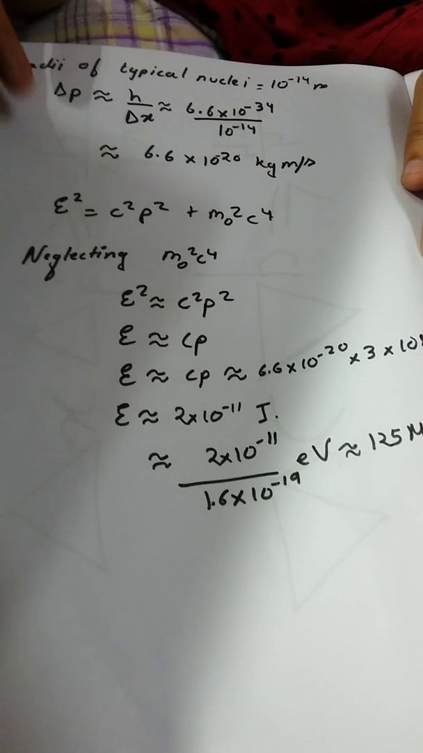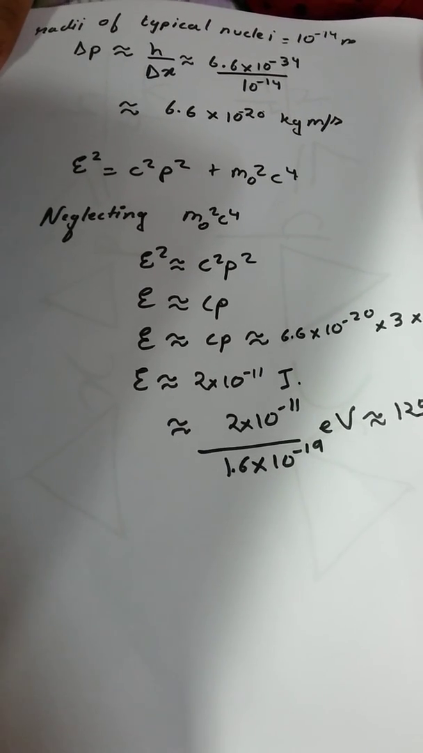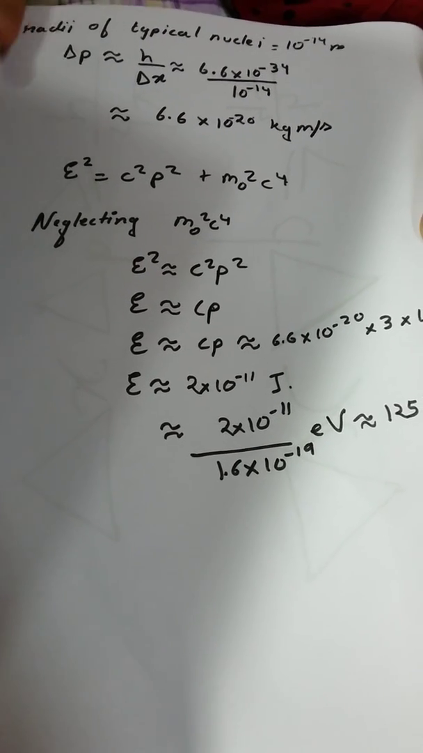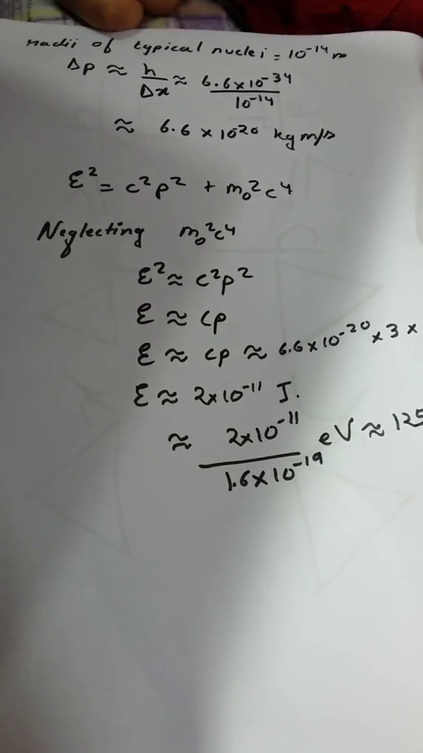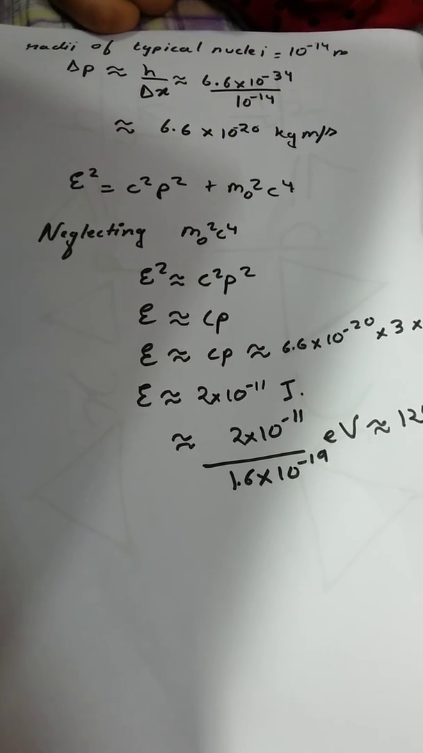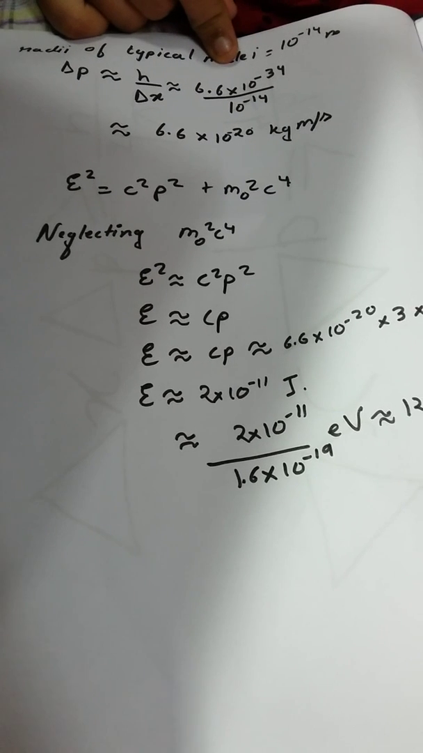Another application of the uncertainty principle is explaining the non-existence of electrons inside a nucleus. The radius of a typical nucleus is about 10 to the power minus 14 meter. For an electron to be confined within a nucleus, the uncertainty in its position should be nearly equal to 10 to the power minus 14.